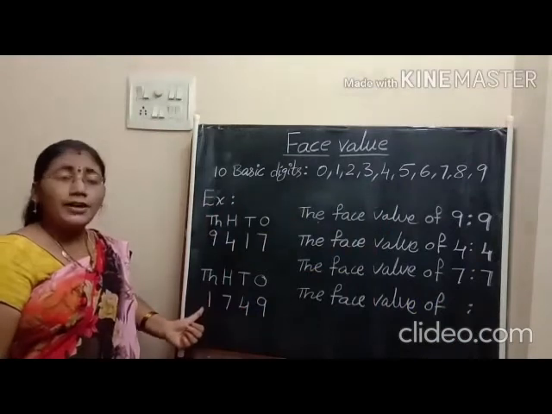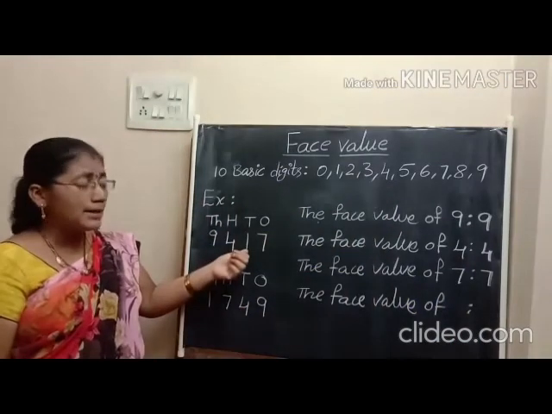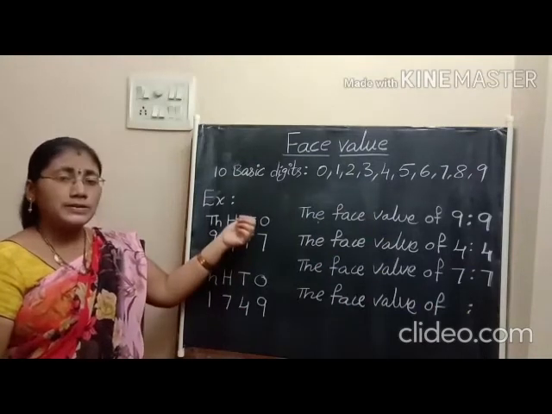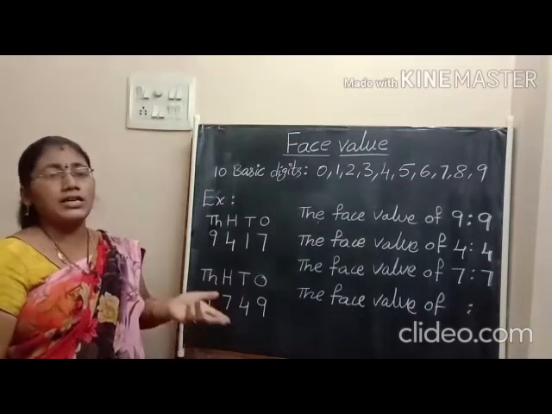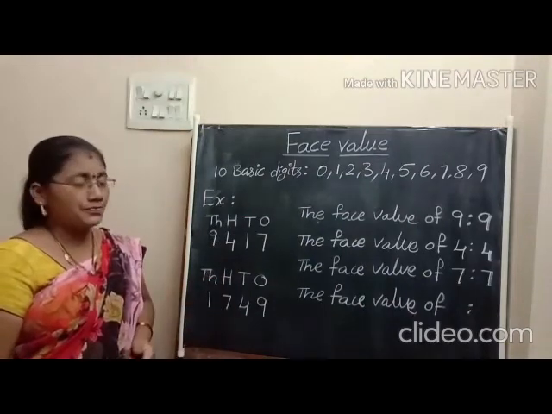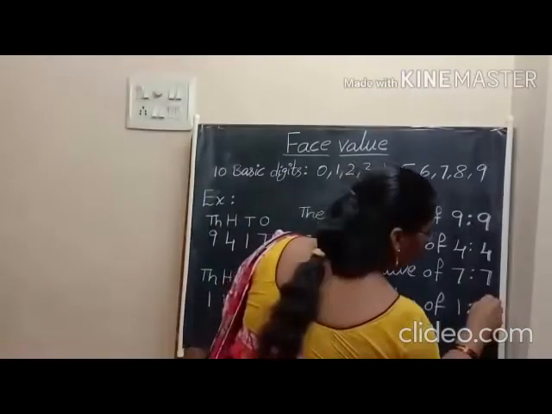And finally 1. 1 is in thousands place, but in the previous example it is in tens place. Even though it is in thousands place, there is no change in the face value. So the face value of 1 is 1 itself.